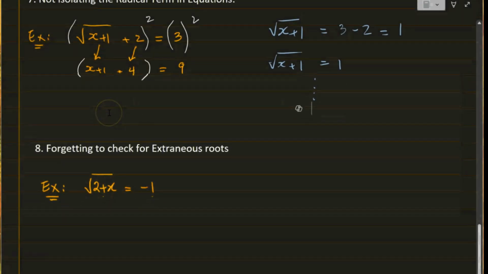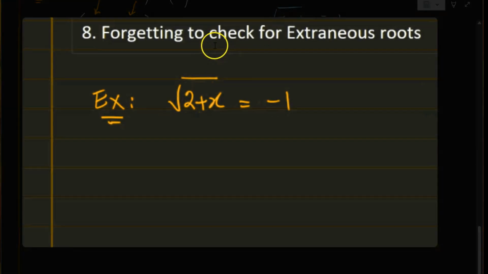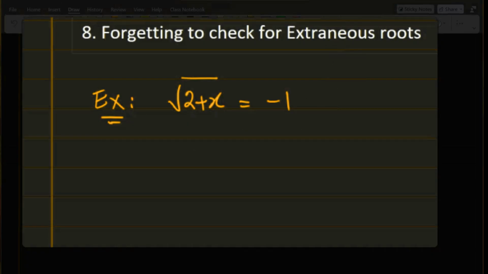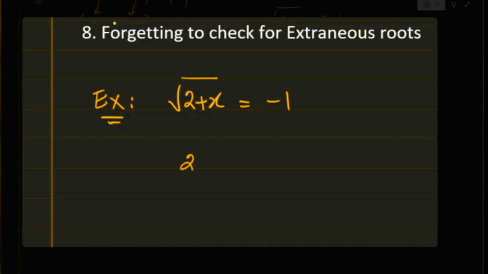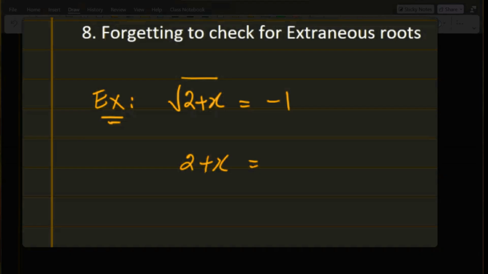Okay, number 8, and that's the last one, forgetting to check for extraneous roots. I gave you an example here, the square root of 2 plus x equal to negative 1, and I want to walk you through this example together, and I'm going to show you what that means. So square both sides, 2 plus x is equal to, let me actually do the math.